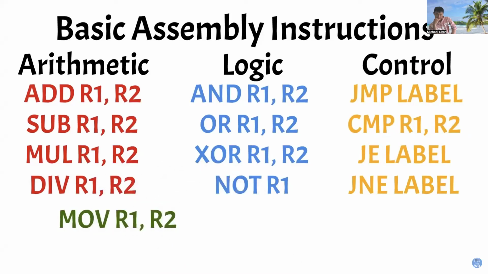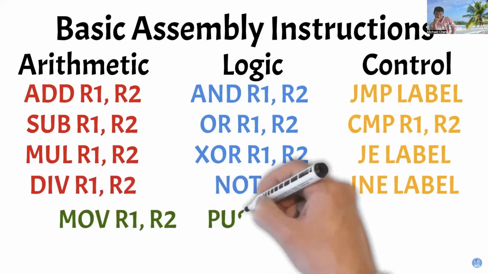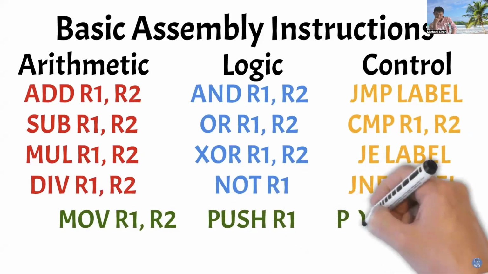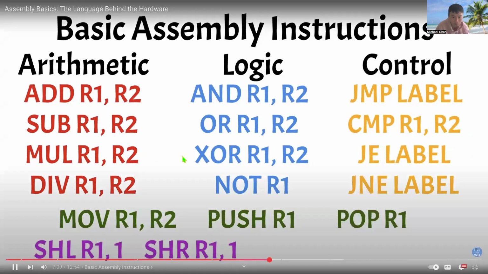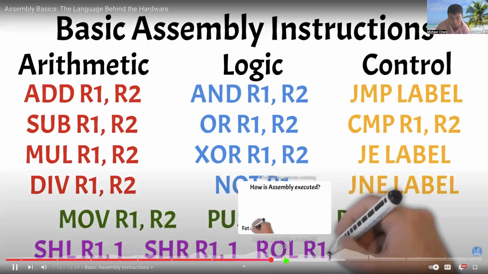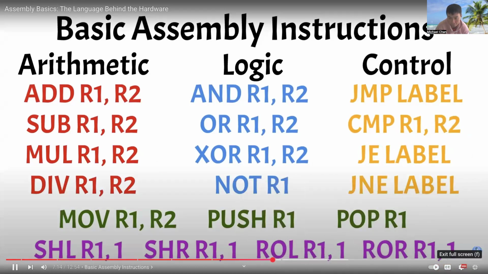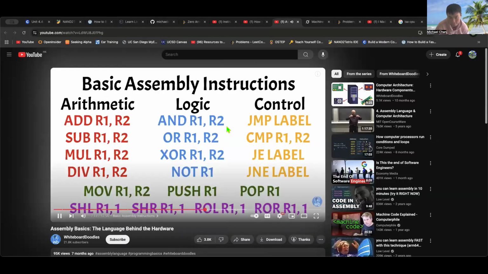MOV R1, R2 moves data from R2 to R1. PUSH R1 saves R1's value onto the stack, and POP R1 retrieves the last value from the stack. Finally, bit manipulation instructions include shift left, which shifts a register's bits left, essentially multiplying the value by 2, and shift right, which shifts right, dividing the value by 2. Rotate left and rotate right rotate bits left or right, looping them back around. These instructions allow precise control over data, arithmetic, and program flow in assembly programming. Keep in mind that there are even more instructions available in assembly, providing further capabilities for developers.